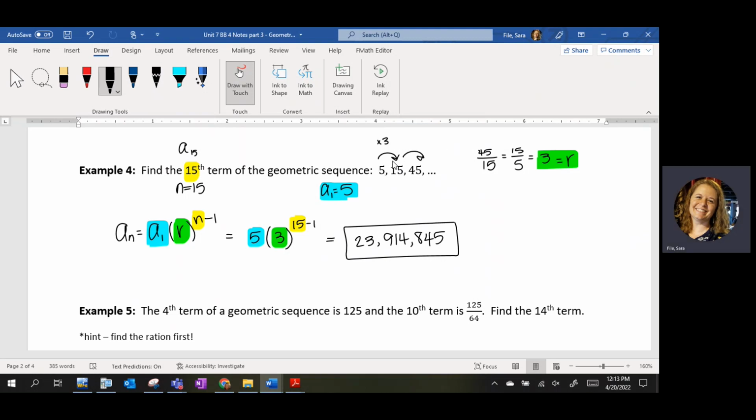I could have just continued the pattern and said times 3, times 3, times 3, until I got to the 15th term. But again, that would have taken longer, and that would have been a lot more typing in the calculator too.